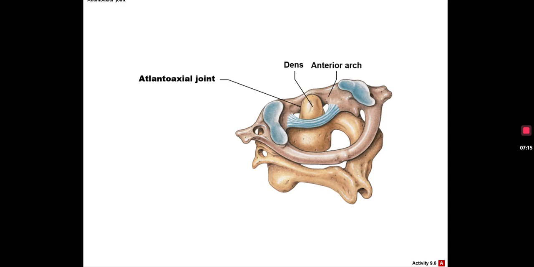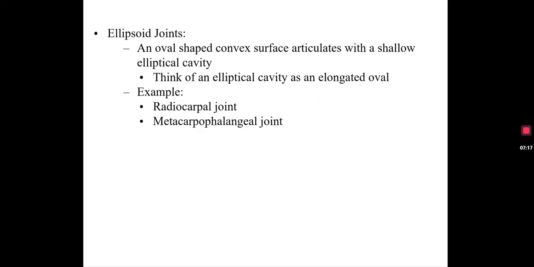Okay. The fourth joint is known as an ellipsoid joint. So this one's a little more difficult to understand. Think of elliptical cavity as being an oval that you kind of stretch out, that you elongate. I put that over here. Think of an elliptical cavity as an elongated oval. So the oval shaped convexity surface articulates with a shallow elliptical cavity.